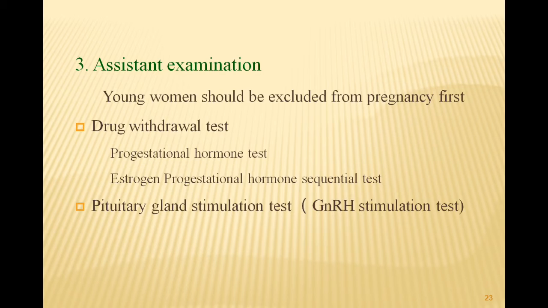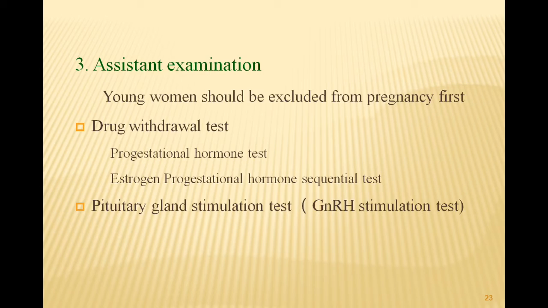This test is to simulate an artificial menstruation cycle for the patient. If the patient has menstruation after the drug withdrawal, it means that the uterus has no problem. The problem is at the hypothalamic, pituitary, and ovarian axis. If there is no menstruation after the drug withdrawal, it means that there is a uterine defect.